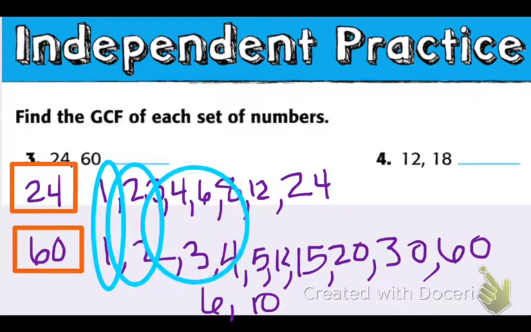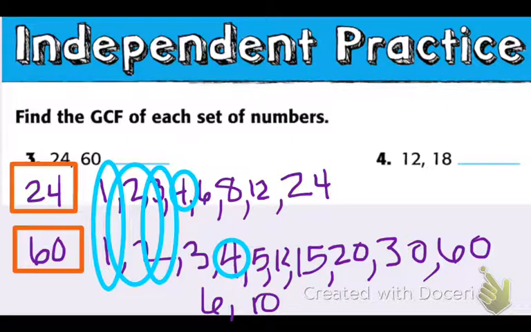They share 4. So let's see. 3. I have 4 circled next. I'll do it this way because they're kind of away from each other. 5 is not shared. Ooh, 6 is one they share. Yeah. 7, 8, no, 9. Oh, 12. They both share 12. They don't share 24. Okay, I think I'm done.